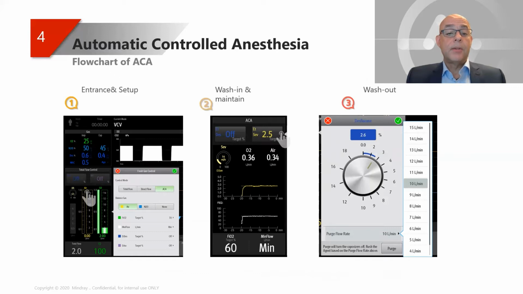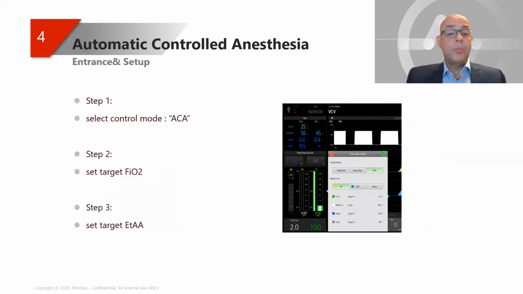So if you look at the automatic controlled anesthesia flow chart, the entrance and setup, then we have the wash in and maintain and the wash out. So step one is touch the gas area on the display and select control mode ACA. The second step is to target the FiO2 settings, and the third one is to set the target for end-tidal anesthetic agent. Then acknowledge this.